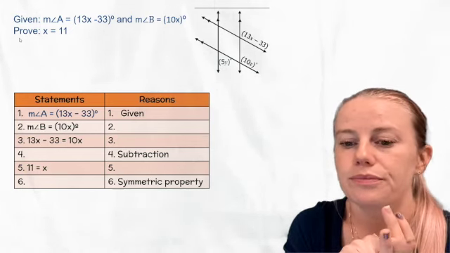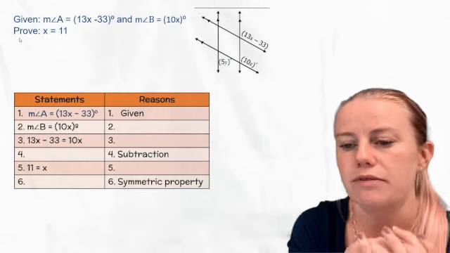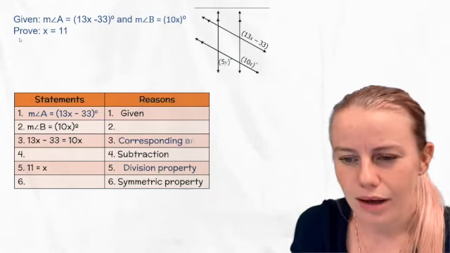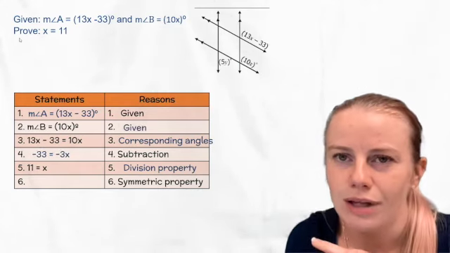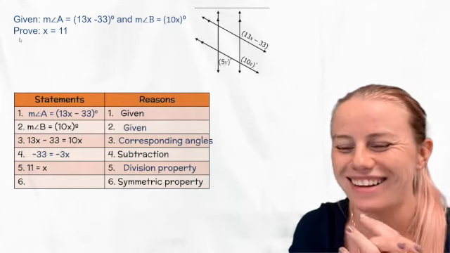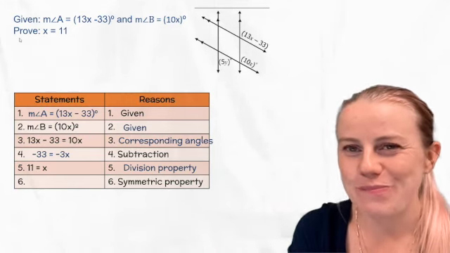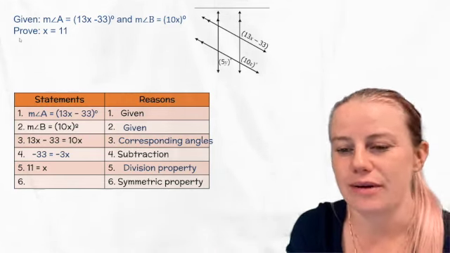Step number 2. We just said that was the given information for B, so the reason has to be given. Okay, well, those got out of order, but whatever, we'll go with it. So step number 2 was given.